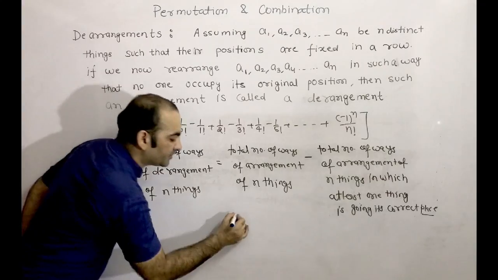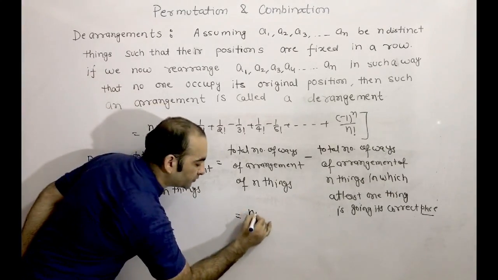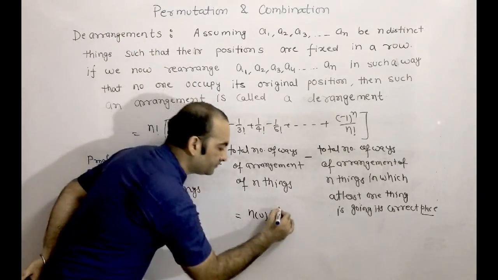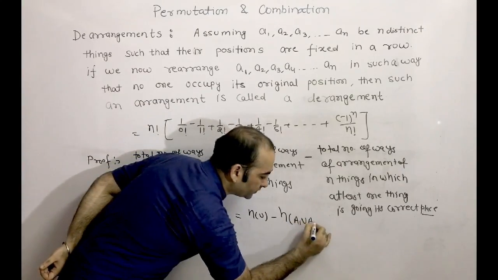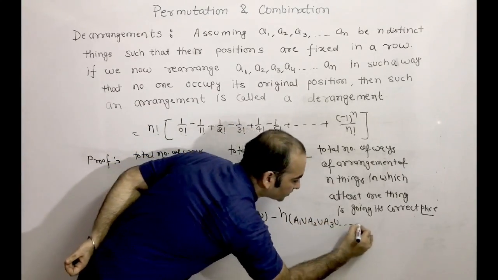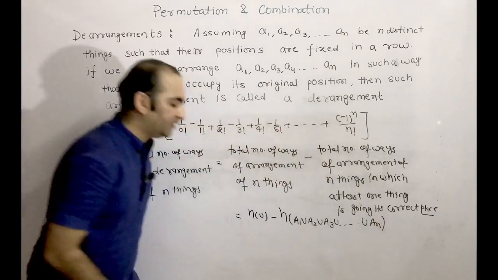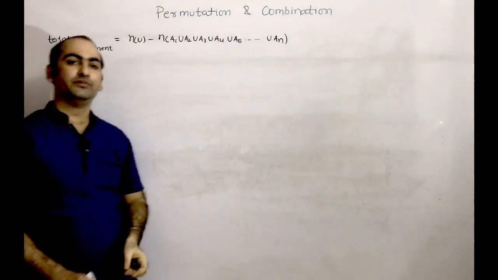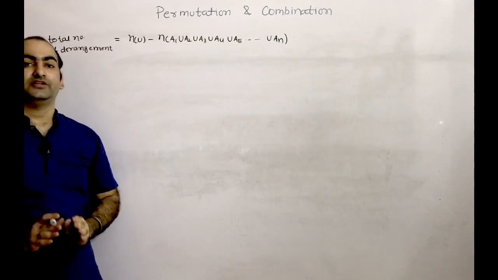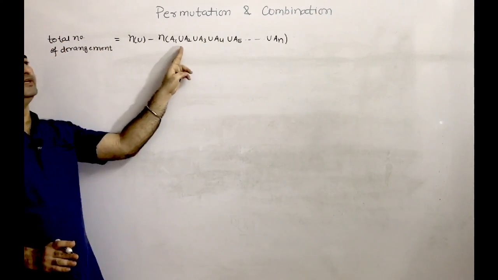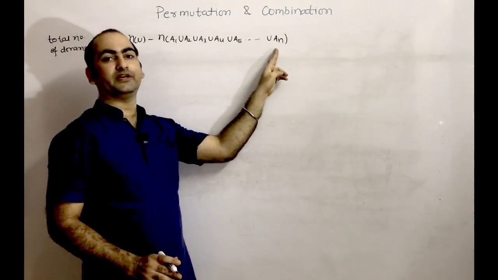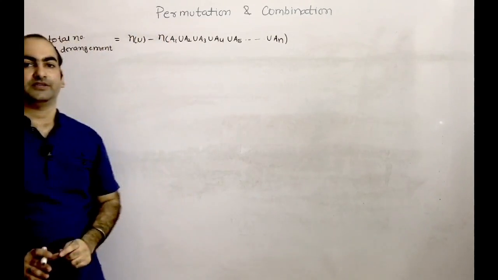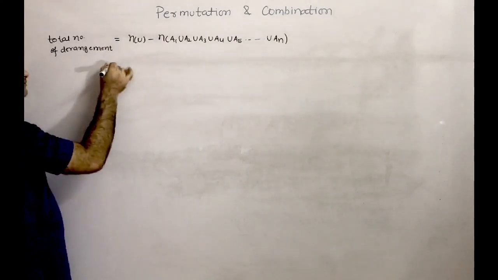We represent this as n of U minus n of A1 union A2 union A3 union and so on union An. This we can find out easily. So the total number of derangements equals n of U, where n of U is the total number of ways of arranging n things with no condition, minus n of A1 union A2 union A3 union so on union An. That means the total number of ways of arrangement of n things where at least one thing is going to its correct place, so this we have to subtract. So what will come? N of U.